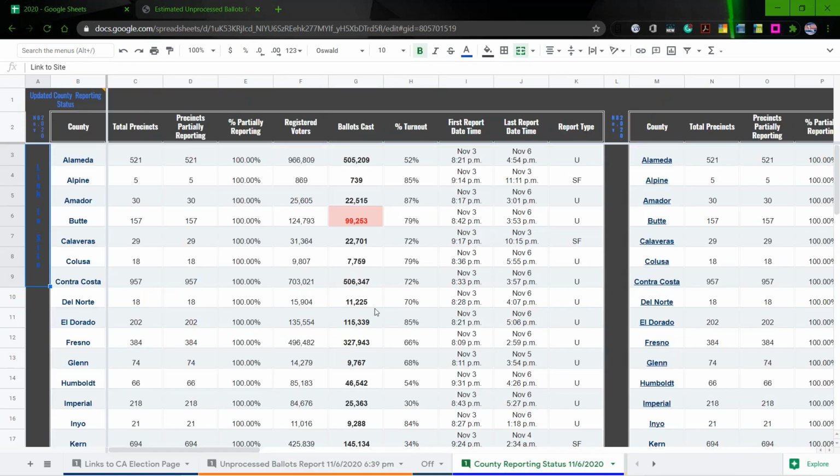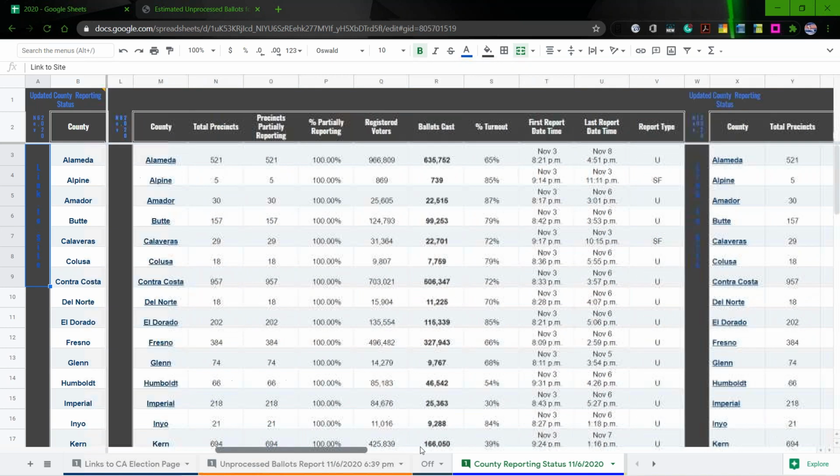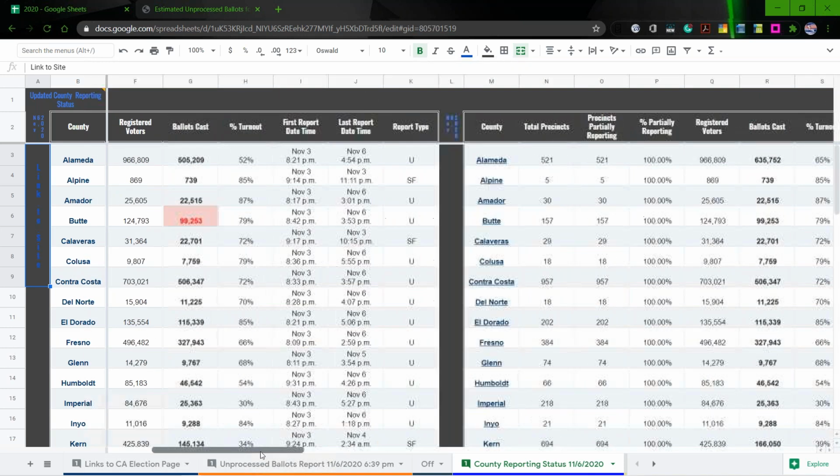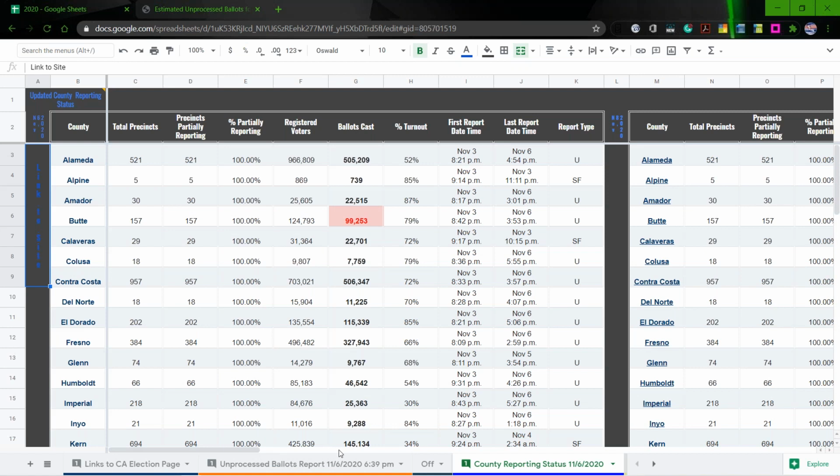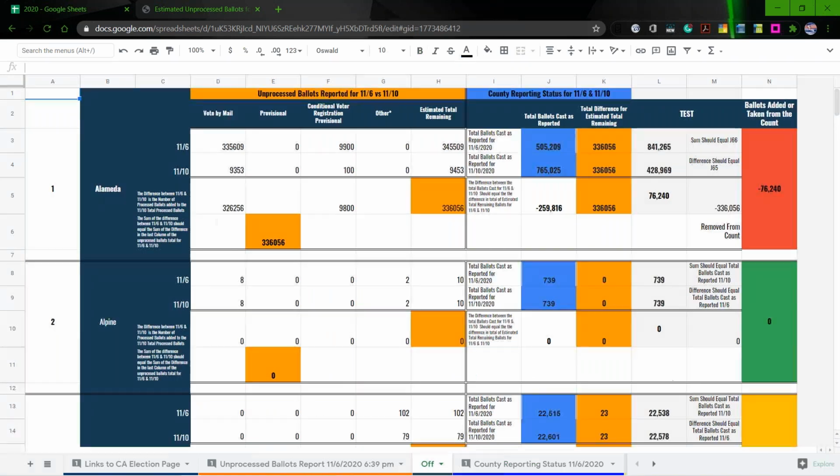I also want to point out the county reporting status. I have those dates for November 6th, same stuff, just a snapshot from that day, as well as November 10th right here. And again, I can't emphasize enough the importance of us being able to see these numbers every single day. We need that snapshot to be saved for us to be able to compare them, because this is why.